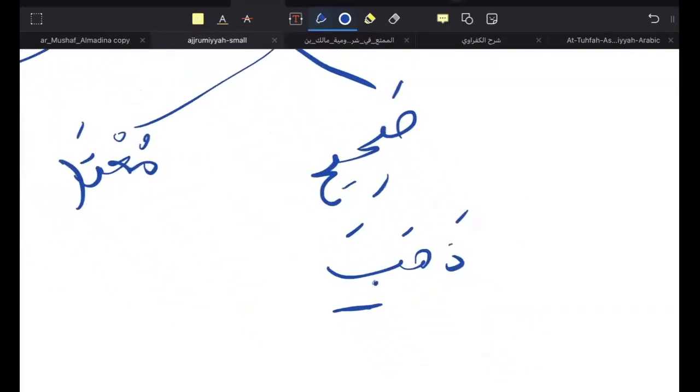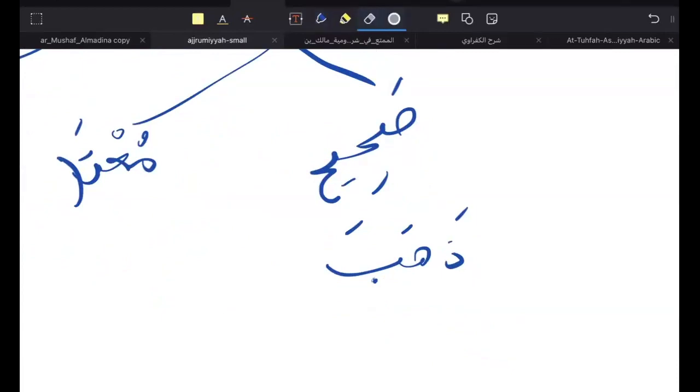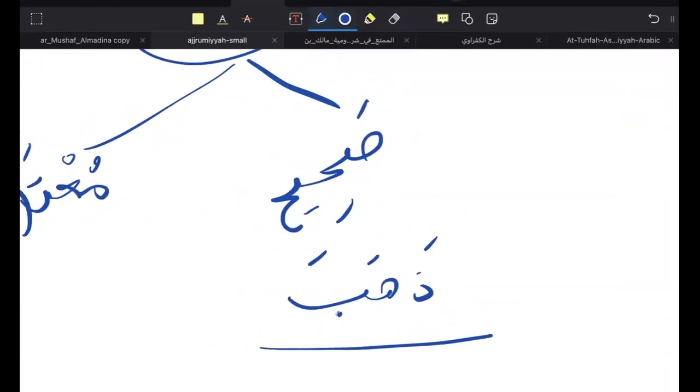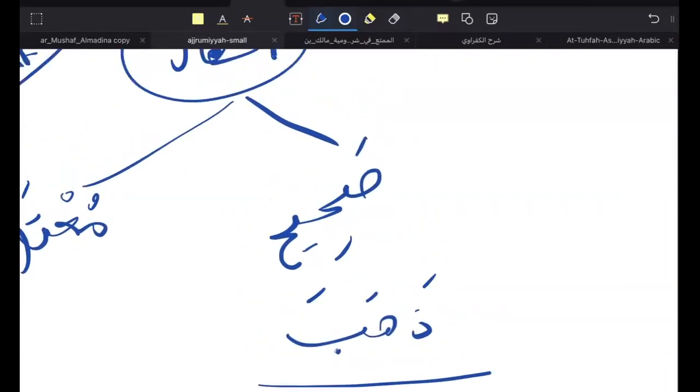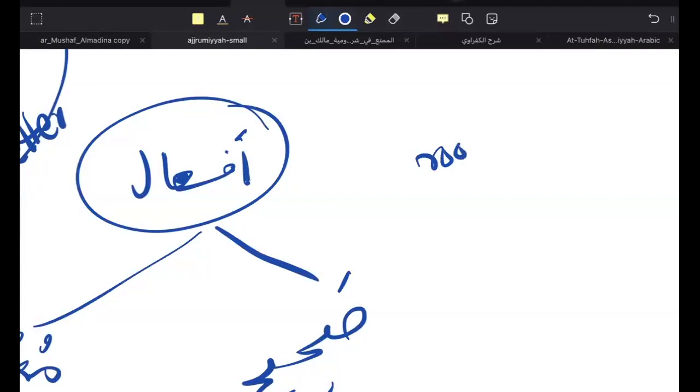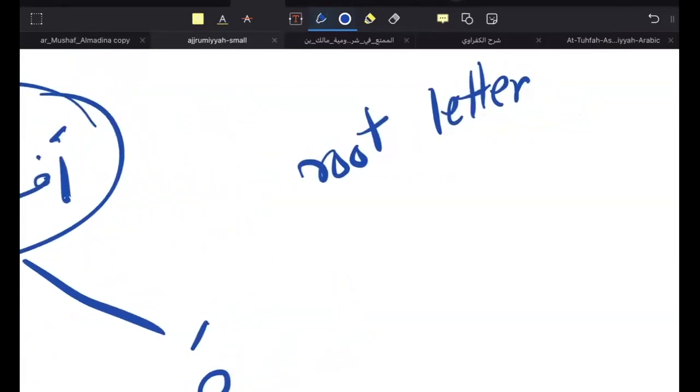Sahih means that you will not have any of these huruf al-illa in the verb. When we say in the verb, we mean the root letters. Here's another concept you have to know: the root letters. The root letters are usually, 95% of the time, only three letters. Every noun and verb has root letters.